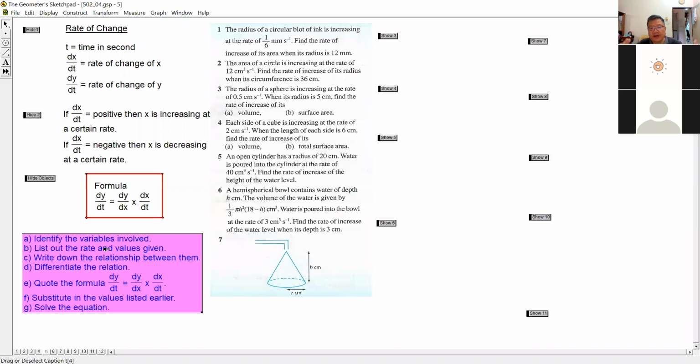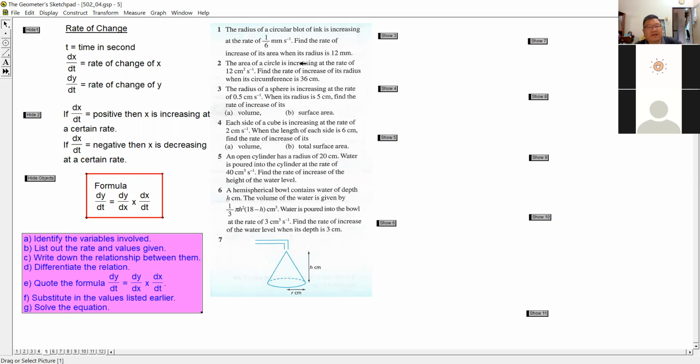Then after that, you use the chain rule, substitute what you have inside the chain rule and solve the equation, right? So this is what I have written here. List out the rates and the values given, write them out in symbol form in your answer sheet. Okay, then the next step is to write down the relationship between the variables. For example, here, the radius of a circular block, find the rate of increase of its area. So it's between area and radius of a circle, right? So the formula is πr squared. These are the things that you need to know.